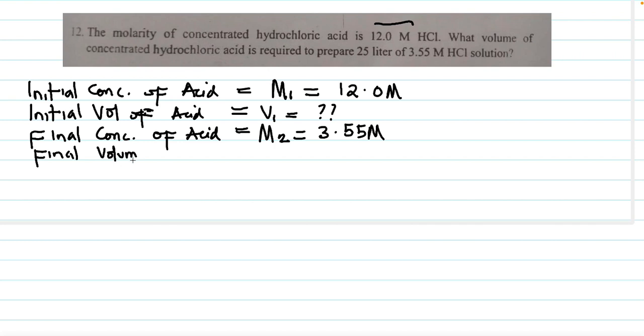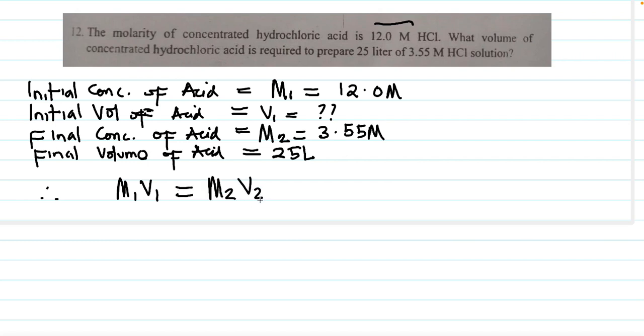Final volume of acid is equal to 25 liters. So we're going to use the dilution formula, which is M1 V1 equals M2 V2. Remember, we're looking for V1, so V1 equals M2 V2 all divided by M1.